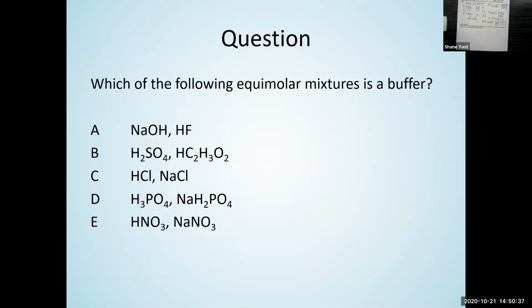All right. So which of the following equimolar mixtures is a buffer solution? So this is saying, if I add, say, 1 molar of sodium hydroxide and 1 molar hydrofluoric acid, would that be a buffer? Or if I added 1 molar of H2SO4 and 1 molar of HC2H3O2, would that form a buffer? When it's saying equimolar mixtures, you're adding, say, 1 molar of each thing to solution. Which one would make a buffer solution?